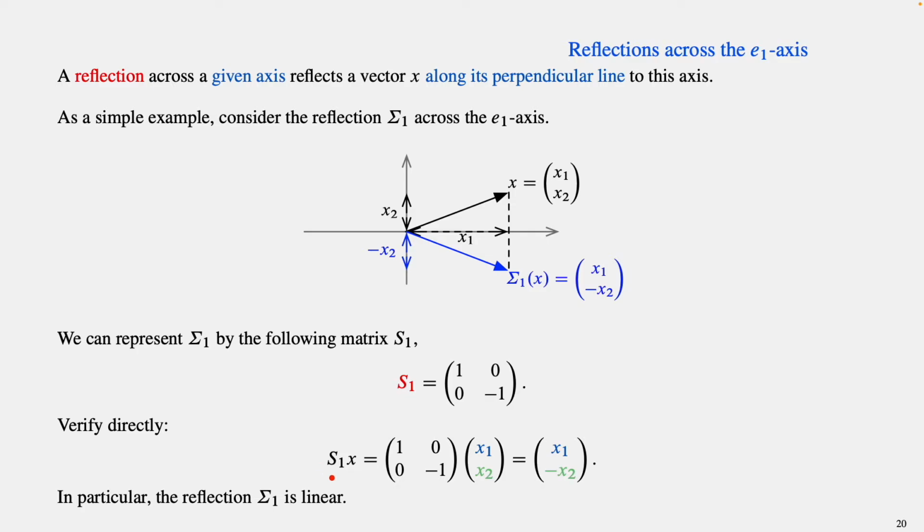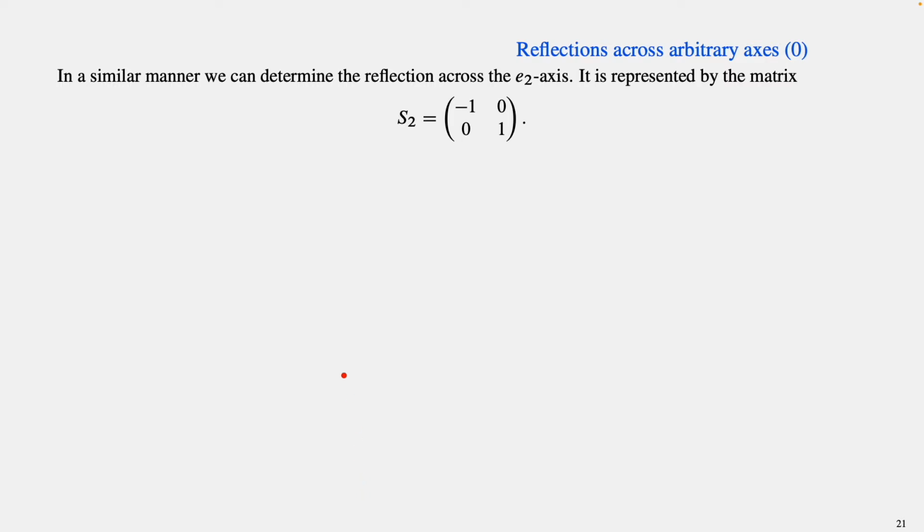Yeah, we can verify this directly. S1 times the vector x. If we multiply this matrix by the vector with entries x1, x2, we get the vector with entries x1, minus x2. So precisely what our reflection sigma 1 does. And since we can represent sigma 1 by this matrix multiplication, we also have shown that sigma 1 is a linear map. And in a very similar manner, we can determine the reflection across the E2 axis. This is represented by the matrix S2, which has entries minus 1, 0 and 0, 1.